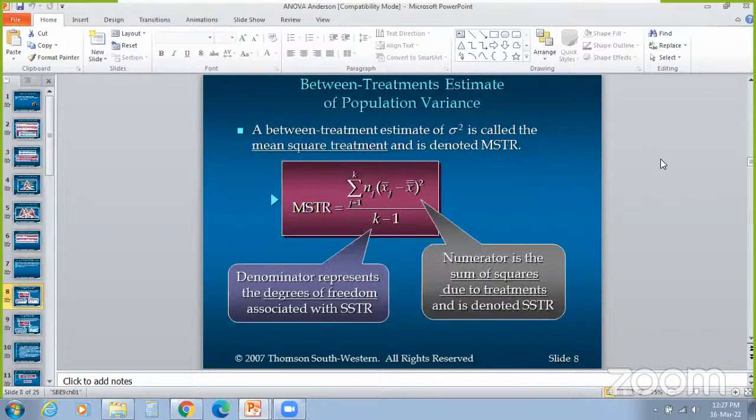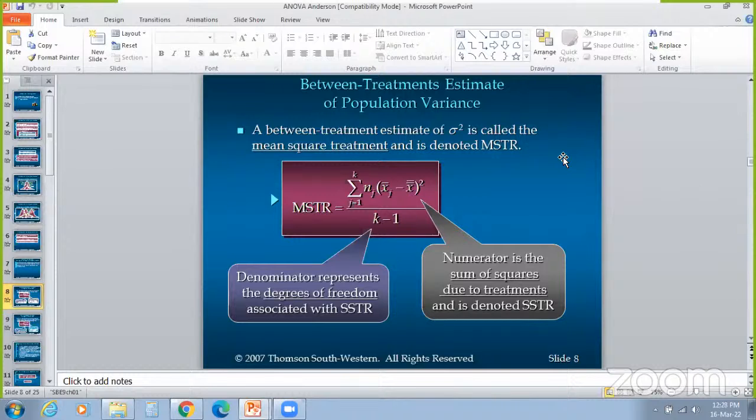And of course, what do we mean by between treatment or within treatment? I don't want to get into a detailed discussion of this. This is the between treatment estimate, and we have calculated the mean of that. Hence, it is called the mean square treatment.